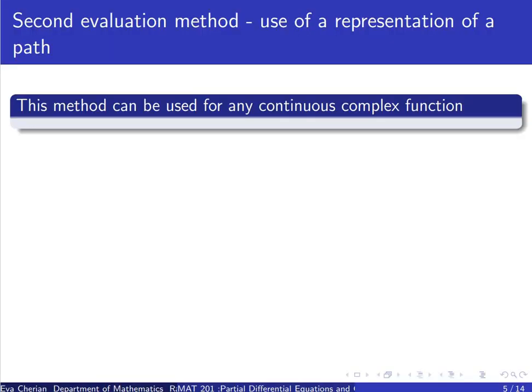The second evaluation method is a more general method. This method can be applied for any continuous complex function, not just analytic functions. But this method will use the representation of the path of integration.